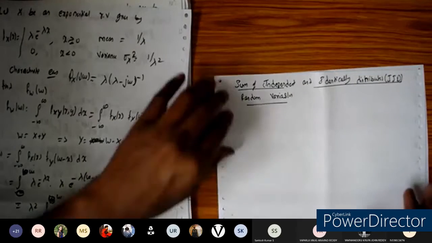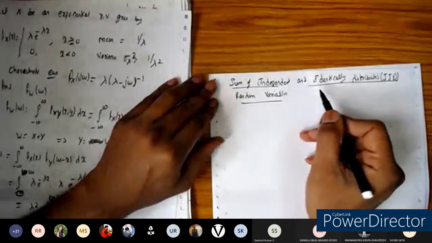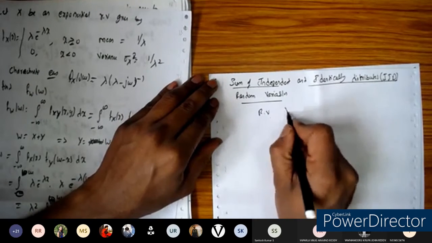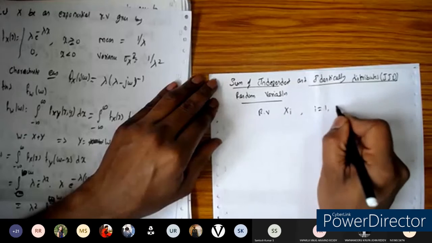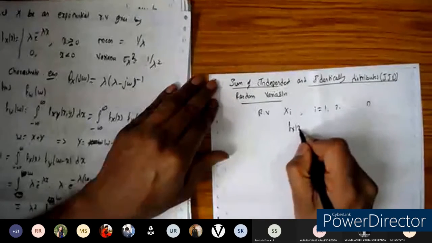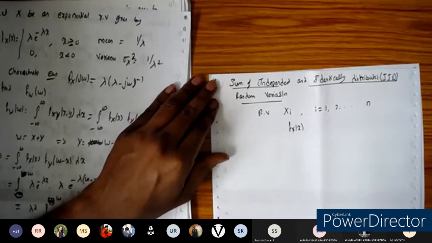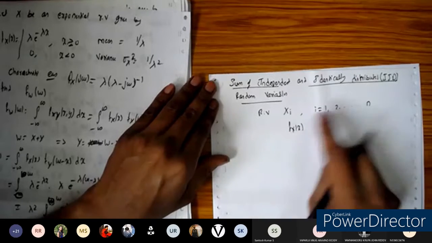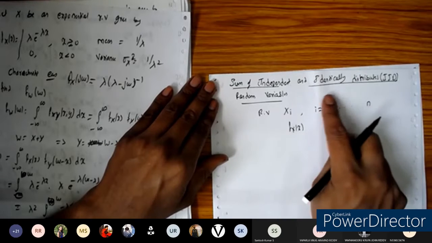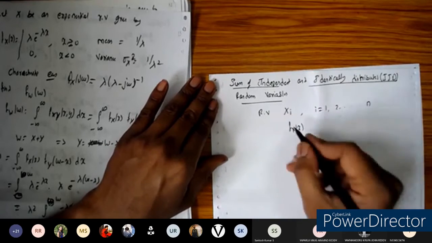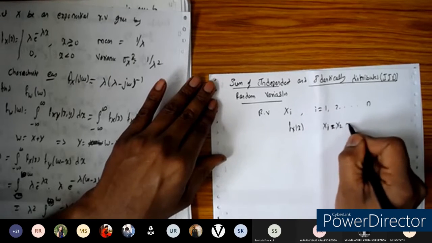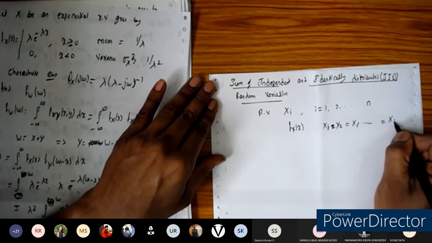Under this topic, we are going to consider independent random variables. I am going to consider the random variable Xi, where i takes the values 1, 2 up to n. This Xi has the PDF fX(x). These are independent random variables, where X1, X2, X3 and so on are independent of each other, and they have an identical distribution. That is, X1 equals X2 equals X3, and so on up to Xn, equal to X.